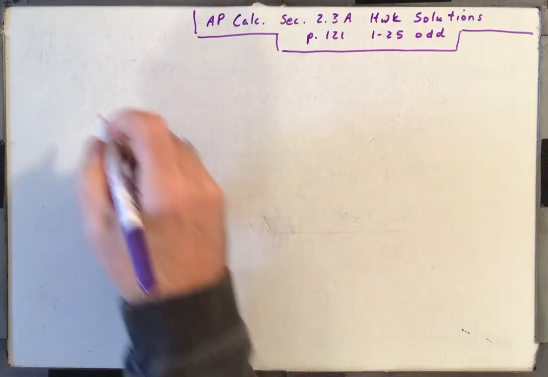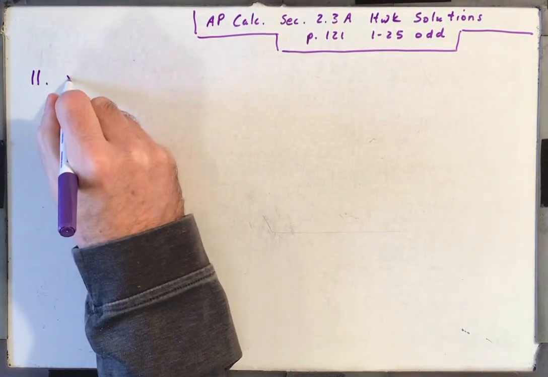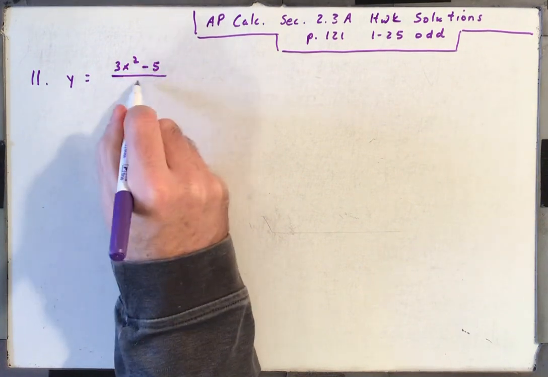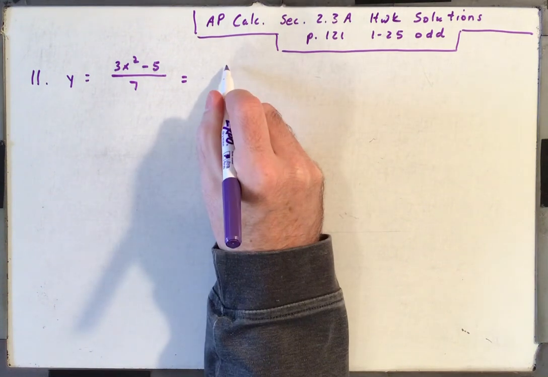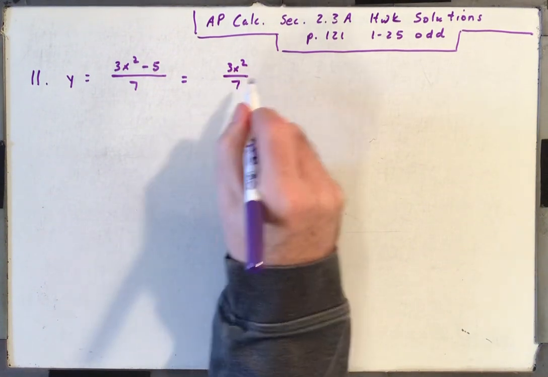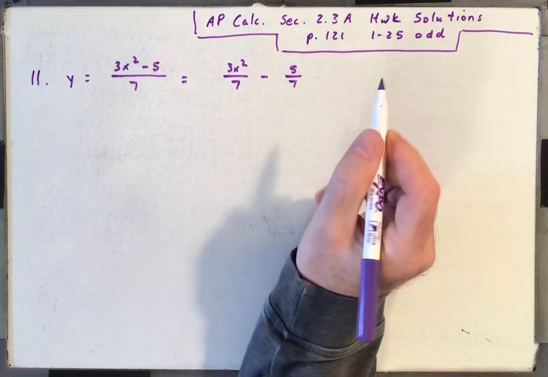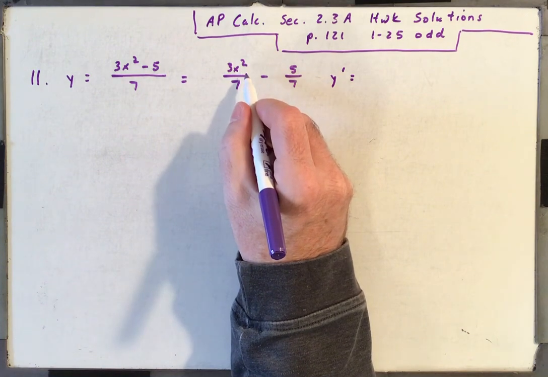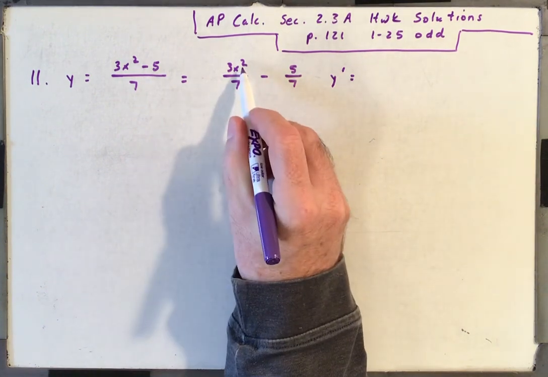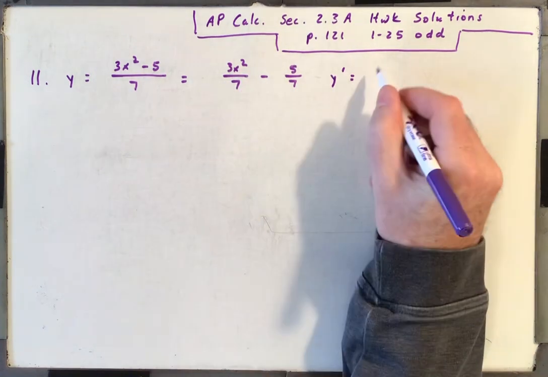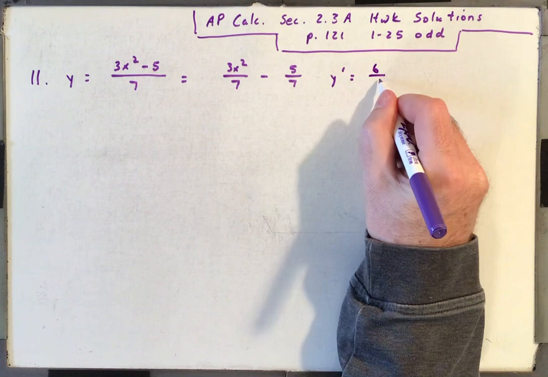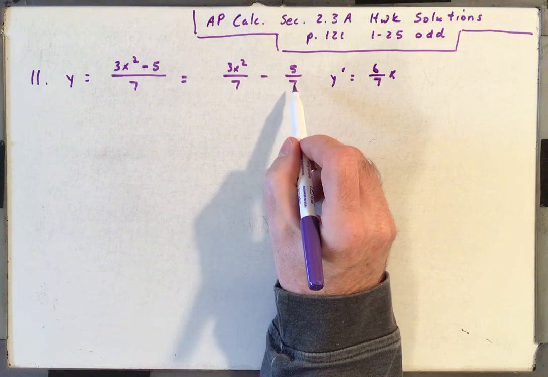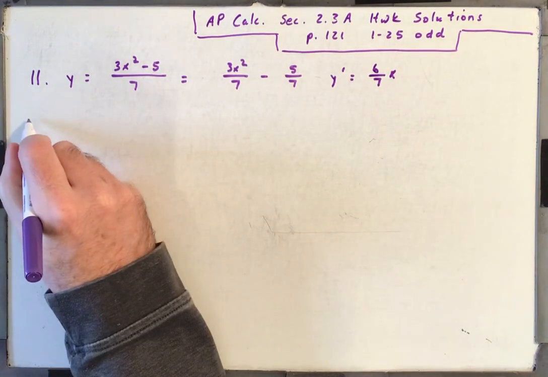Okay, number 11. We have y is equal to 3x squared minus 5 over 7. I'm going to rewrite that as 3x squared over 7 minus 5 over 7. So y prime is going to be, all right, so that's going to be 6x over 7, right? Or if you want to do 6/7 x, and then minus 0. Okay? So that's it.